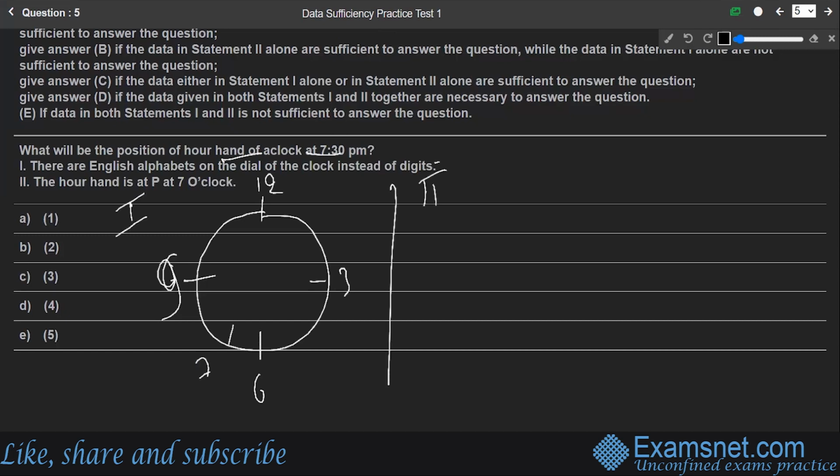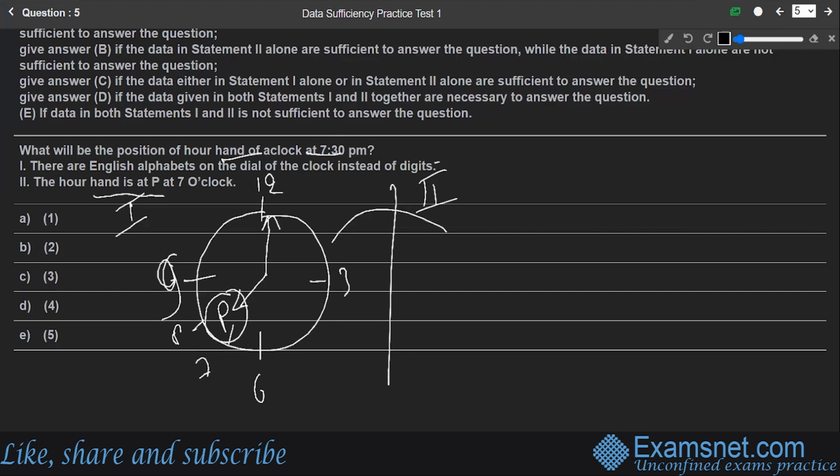Let us check for statement number 2. The hour hand is at P at 7 o'clock. So at 7 o'clock, the hour hand remains here, the minute hand remains here. So at 7, the hour hand is at P. So clearly the name of 7 is P. But what will be the position of the hour hand of the clock at 7:30 p.m.? This cannot be answered because at 7:30 it will be somewhere between 7 and 8. But the name of 8 is not given. What is the name of 8 in terms of English alphabet? So that's why statement number 2 alone is also not sufficient to answer.